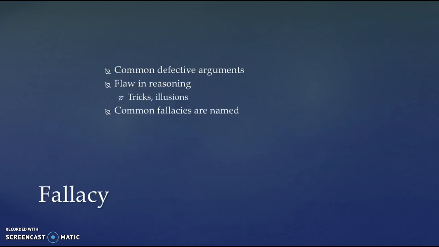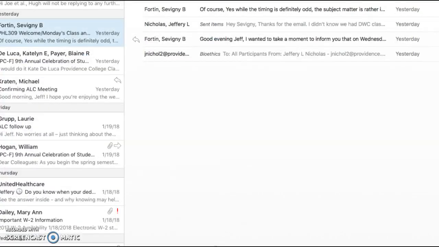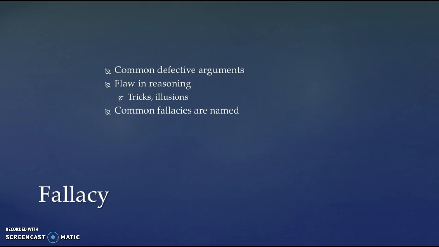Now, when we look at arguments, what we have to look at are the kinds of problems that we might find in arguments that make the truth or falsity of them more or less likely or somehow inhibit that problem. So a fallacy is a common defective argument. It is, in short, a flaw in the reasoning in the argument.